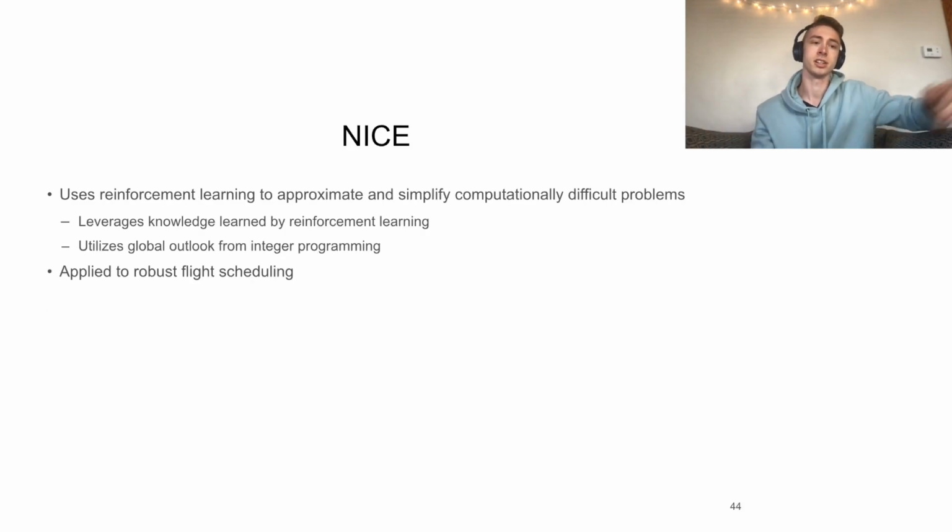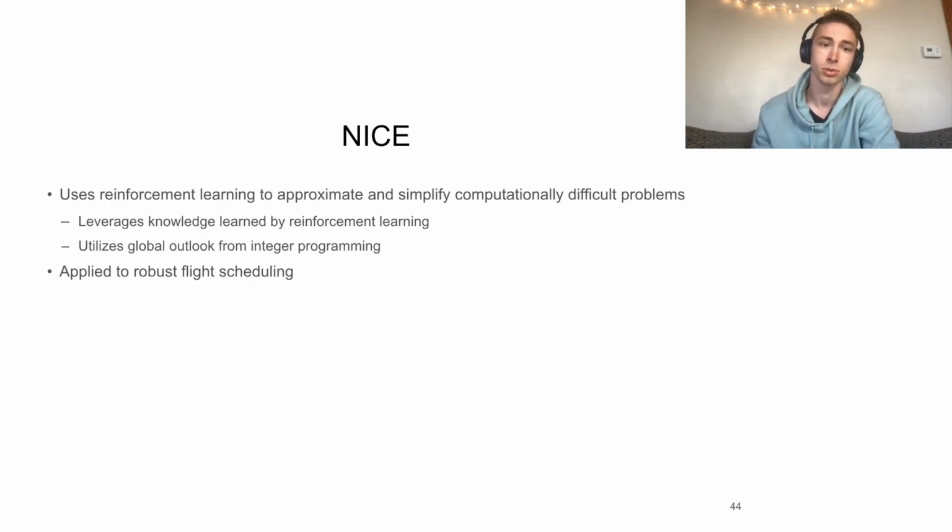So, in conclusion, NICE uses reinforcement learning to approximate and simplify computationally difficult problems. It leverages the knowledge learned from reinforcement learning, and it utilizes the global outlook and the structure from integer programming. And we applied this successfully to robust flight scheduling.